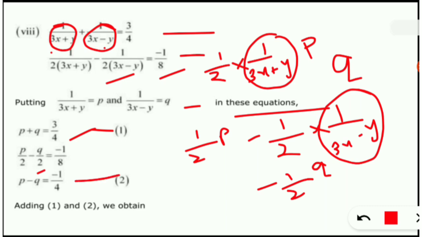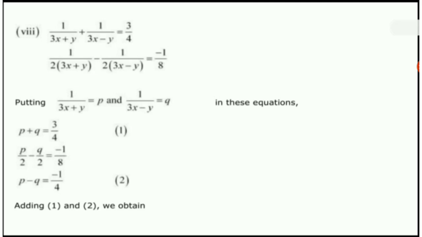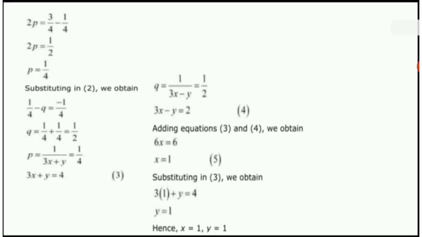Now if we add equation 1 and 2, the plus q and minus q cancel. So 2p equals 3 by 4 plus 1 by 4. Clear? So 2p equals 1 by 2, so p equals 1 by 4.